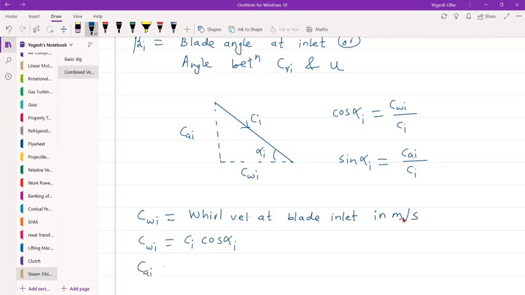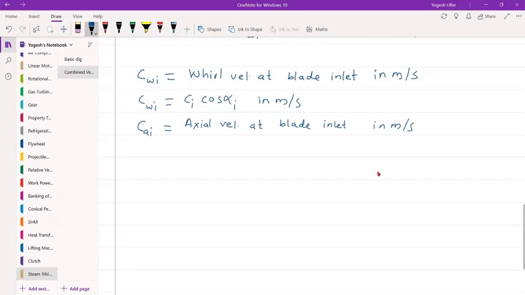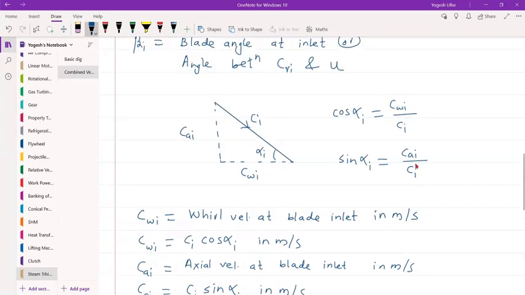Now CAI means axial velocity at blade inlet, in meter per second. And CAI is equal to CI sine of alpha I, in meter per second. Are you getting my point, everyone?